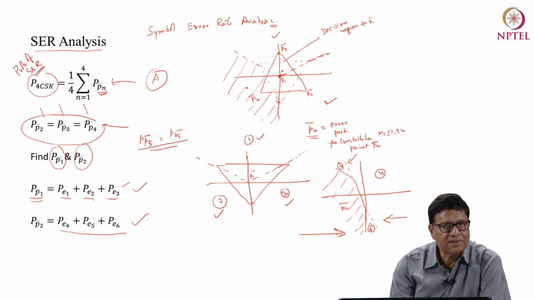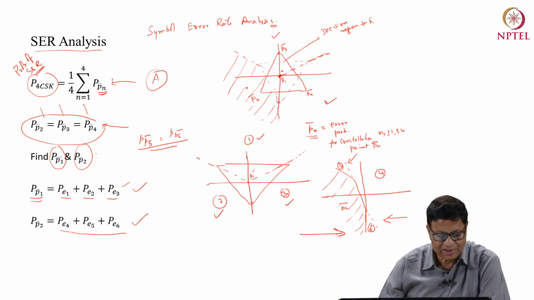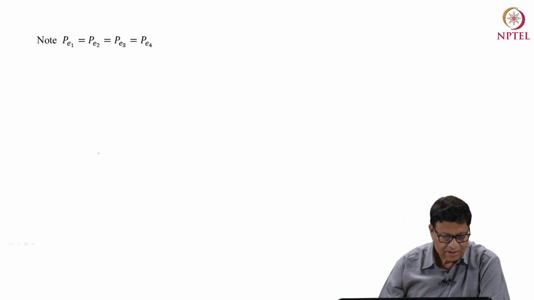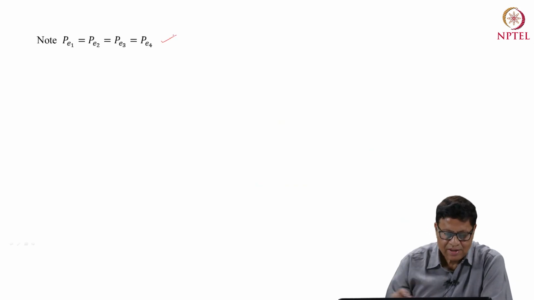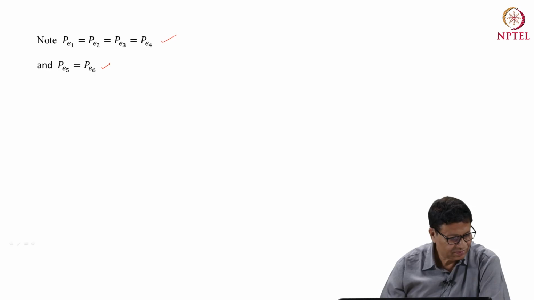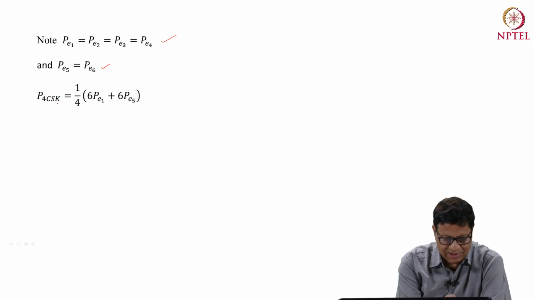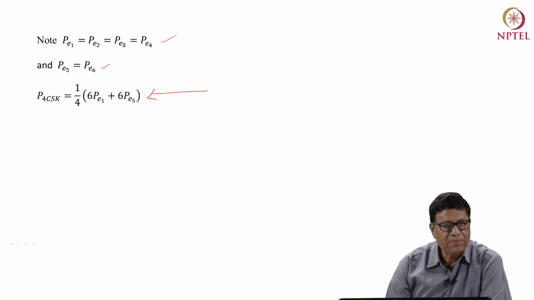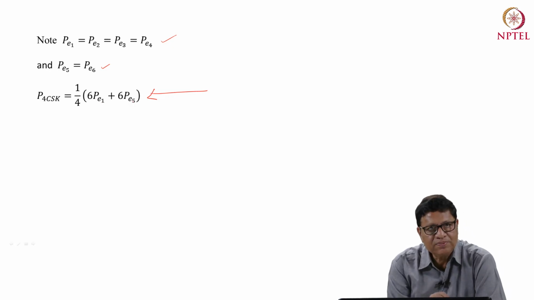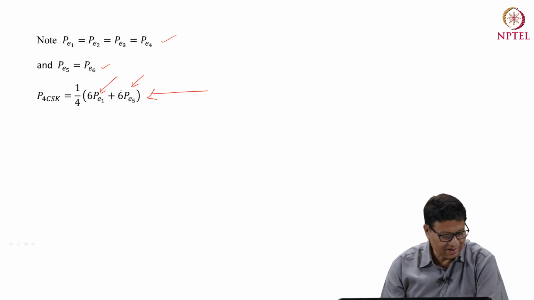So using all these identities, we can calculate what is P4 CSK. So this we know, and this is also equal to PE5 is equal to PE6. So this will give P4 CSK. Basically, I'll put all these quantities in my earlier equation which was named as A. So I will get 1 by 4, 6 PE1 plus 6 PE2. Now I need to calculate PE1 and PE2 to get the total probability of error.